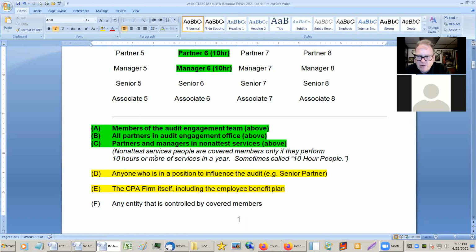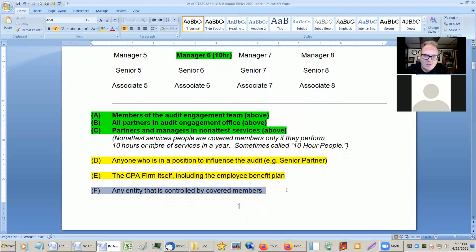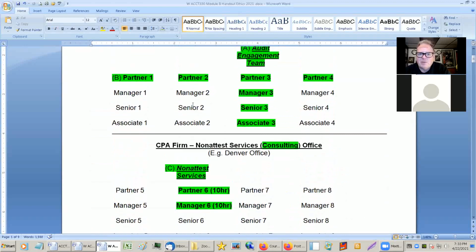So anyone who has influence, the firm itself, and this one is sort of closing up a loophole. It's any entity that is controlled by covered members. This gets away from someone saying, let's get all the partners together. We'll get these three partners together and make our own company, and that company will buy stock in IBM, and none of us has a controlling interest. We all have a 1/3 interest, but if the total amount of control is over 50%, it's considered a covered member.